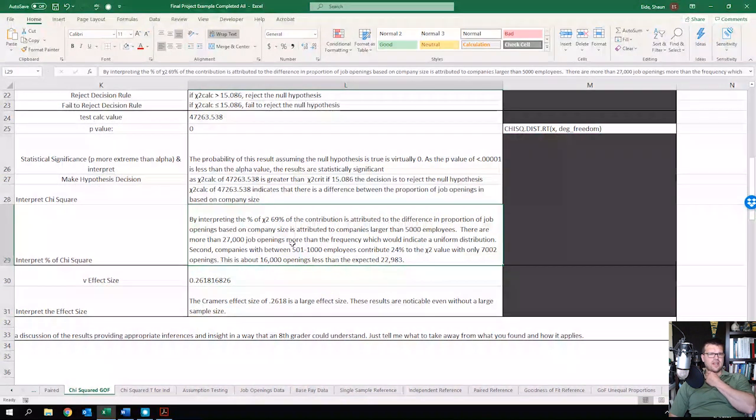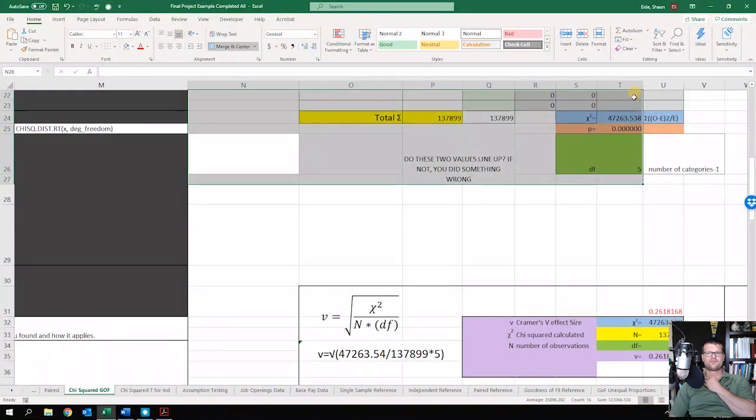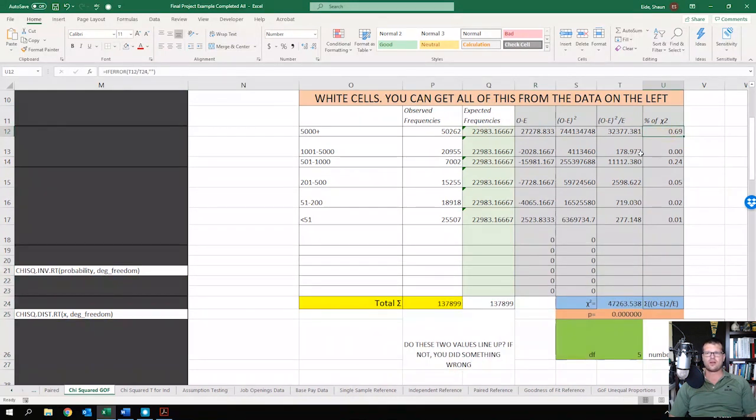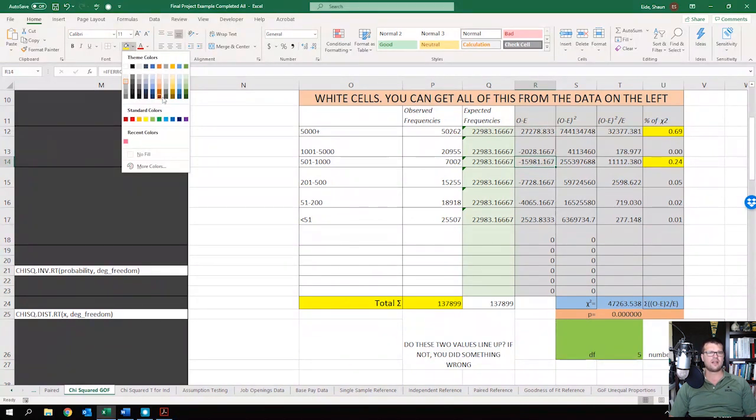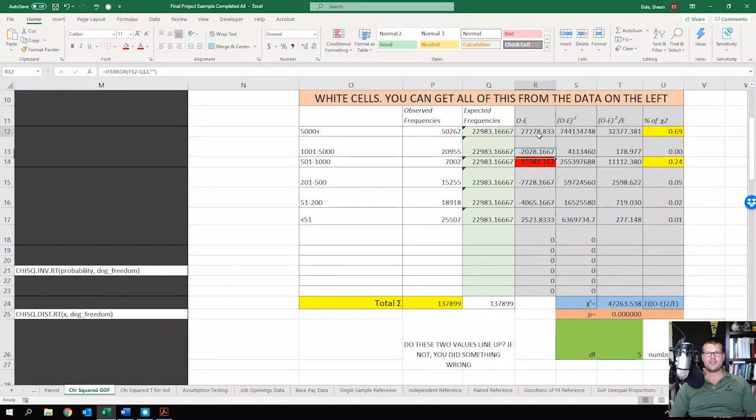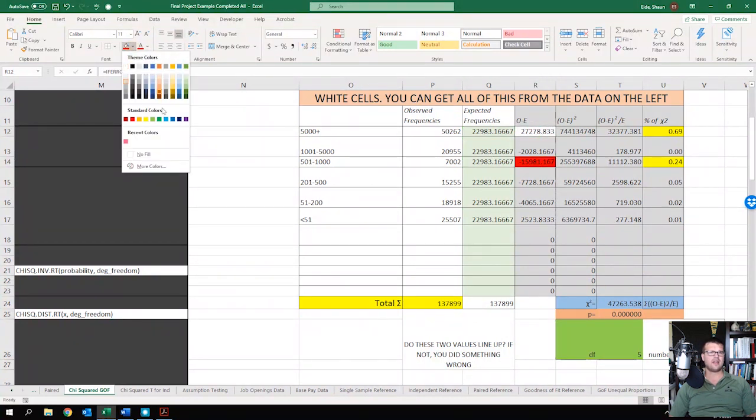Okay, so interpret the chi-squared, the percent chi-squared. In the far right-hand column, we have the percent chi-squared. So you've got this right here and this right here. You want to interpret anything that is above 10%. If it's below 10%, I don't care. But if it's above 10%, just highlight that in yellow. And then what I want you to do is look at the difference score. This right here is the difference score. This difference score, I'm going to have you highlight in red. And this difference score, I'm going to have you highlight in green.